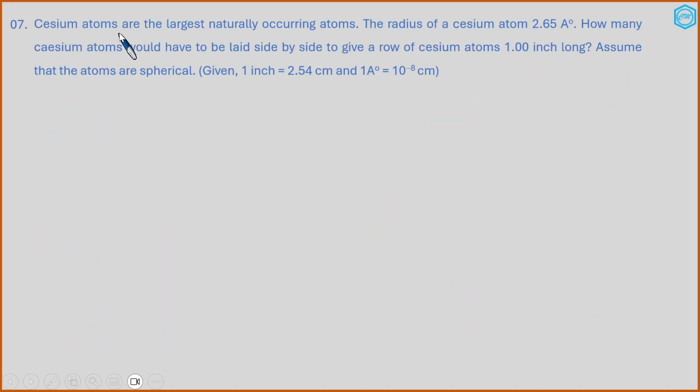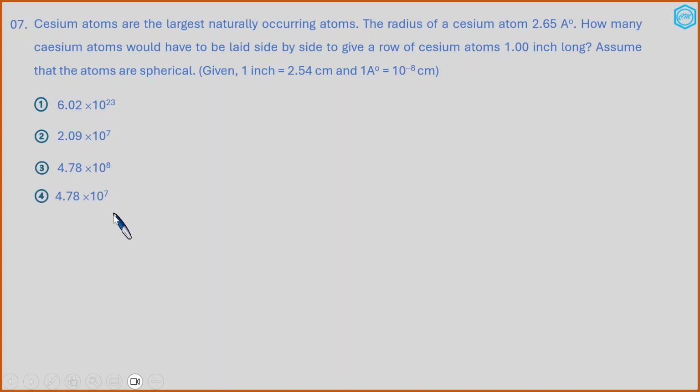Question 7. Cesium atoms are the largest naturally occurring atoms. The radius of a cesium atom is 2.65 angstrom. How many cesium atoms would have to be laid side by side to give a row of cesium atoms 1.00 inch long? Assume that atoms are spherical. Given that 1 inch is equal to 2.54 centimeter and 1 angstrom is equal to 10 raised to minus 8 centimeter. Option 1, option 2, option 3 and option 4.